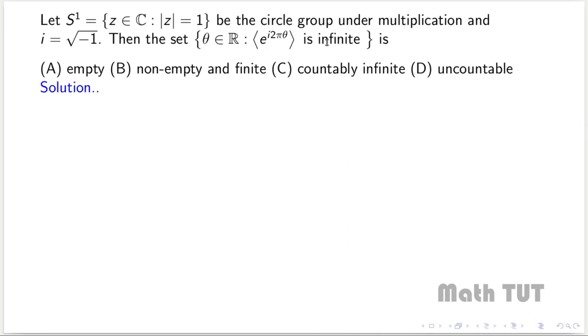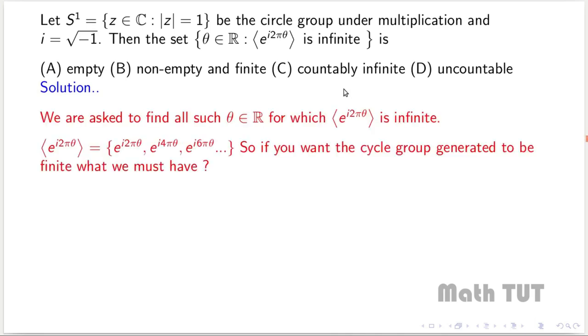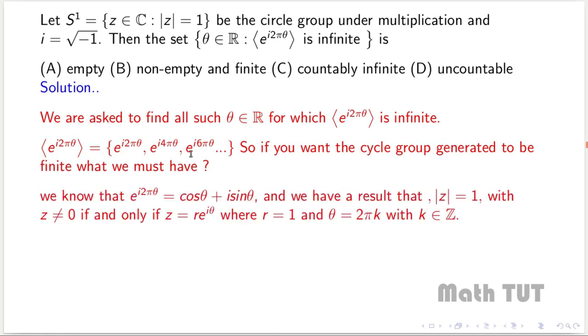and we have to talk about that particular group, whether it is empty, non-empty, and finite, or countably infinite, or uncountable. So here you can see that if you are going to find the cyclic group generated by this particular element, what you get is e raised to i 2 pi theta, e raised to i 4 pi theta, and so on. We know that e raised to i theta, sorry, e raised to i theta is basically cos theta plus i sin theta.